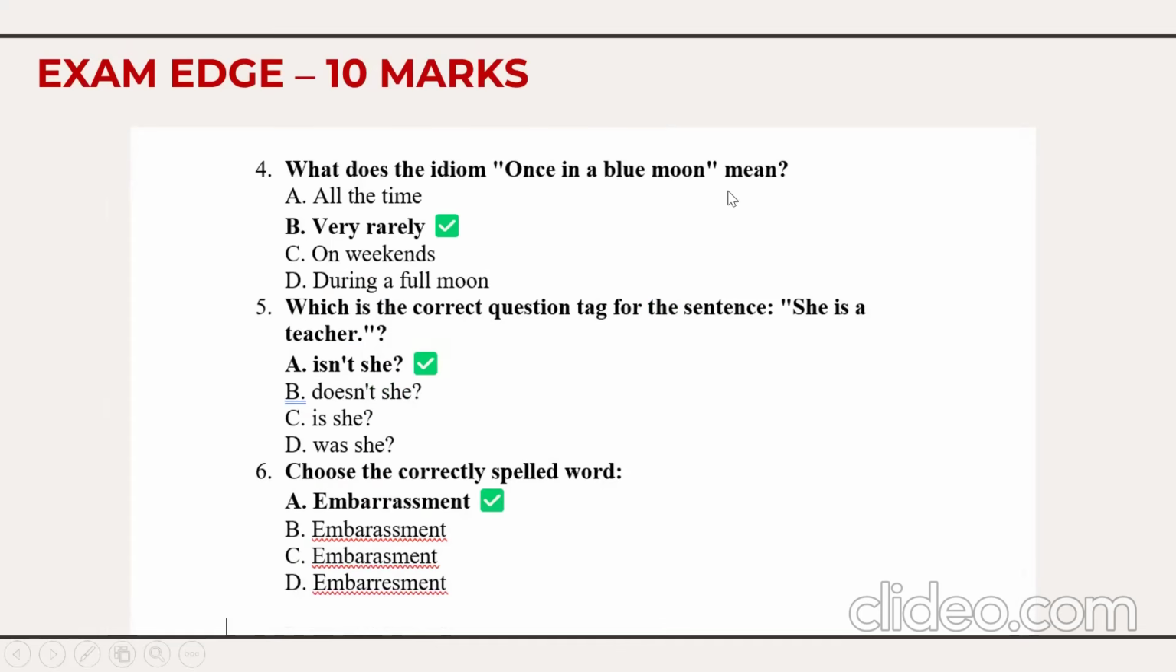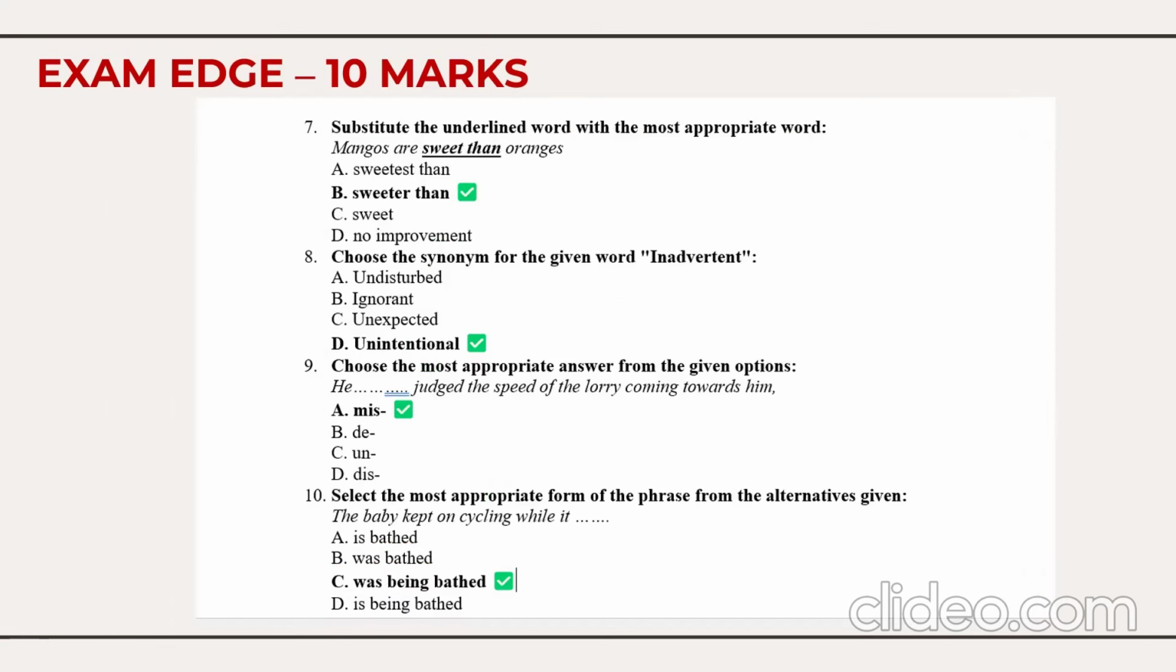What does the idiom "once in a blue moon" mean? Very rarely. Then you have a question from question tags: "She's a teacher." What's the question tag? Isn't she? You need to find out the correct spelling of the word "embarrassment." Sometimes they ask for the correct spelling, or sometimes they ask which word has a wrong spelling. Then "Mangoes are sweet than oranges." You need to correct it: it should be "sweeter than." Synonym of the word "inadvertent" is unintentional. Then prefix and suffix, for example "misjudged." Then active passive voice: "The baby kept on cycling while it was being bathed."